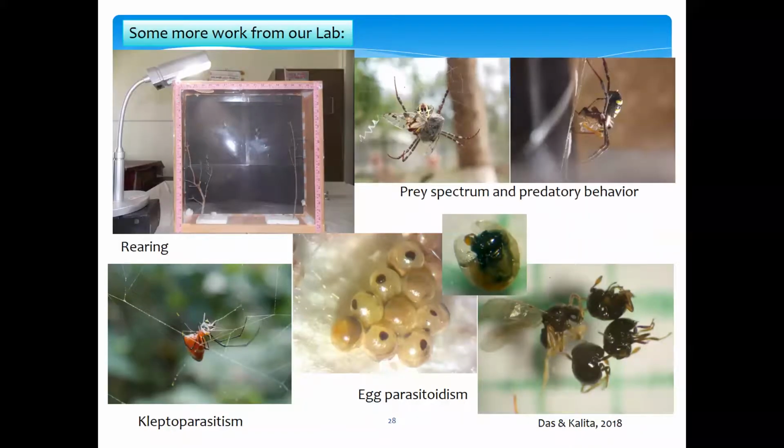Apart from studying the structural dynamics, there are some other works done in our lab. This is about the rearing of spiders, with a very cost-effective rearing box made with cardboard, certain stems, thermocol blocks, and black chart paper. I have also studied the prey spectrum and predatory behavior in captive condition and the prey spectrum in the wild. A kleptoparasitism study and an egg parasitoidism study have also been done.